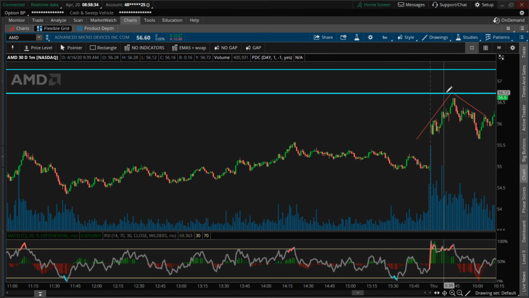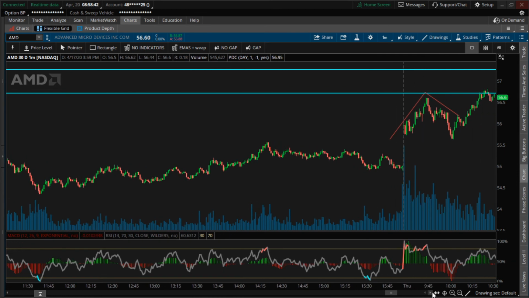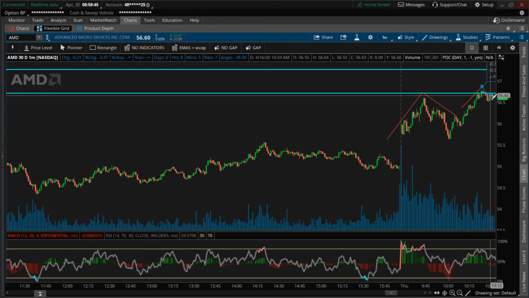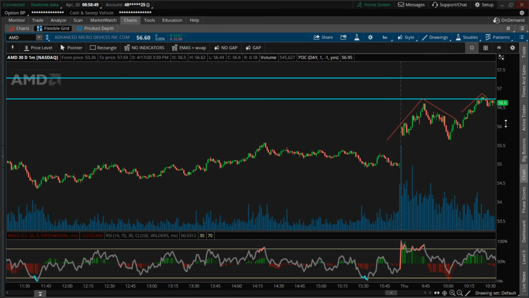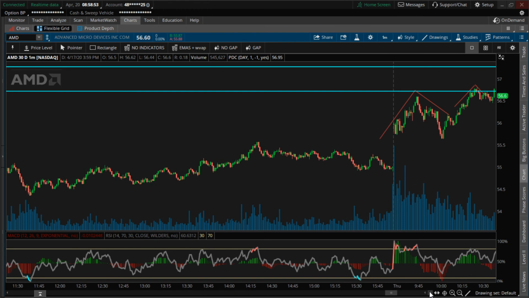This is going to be acting as a resistance area. It's going to be acting as resistance until we break above it. All right, this time we pushed above it again. We got rejected again. So we can see that this is a strong resistance area. Okay, you guys, strong resistance area. Let's bring it up a little bit more, see a little bit more data. All right, let's keep going.